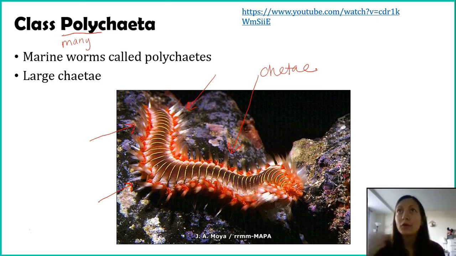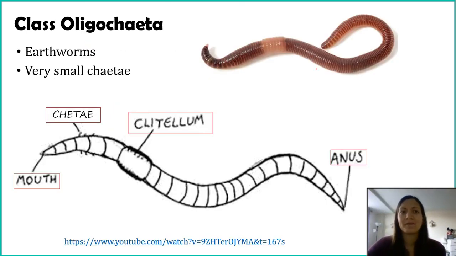So again, cool and huge diversity of our polychaetes. If you ever go scuba diving, you might actually get lucky enough to see some of those. The next, and I guess final, class of our annelids we'll talk about is class Oligochaeta. So these are things like our earthworms.